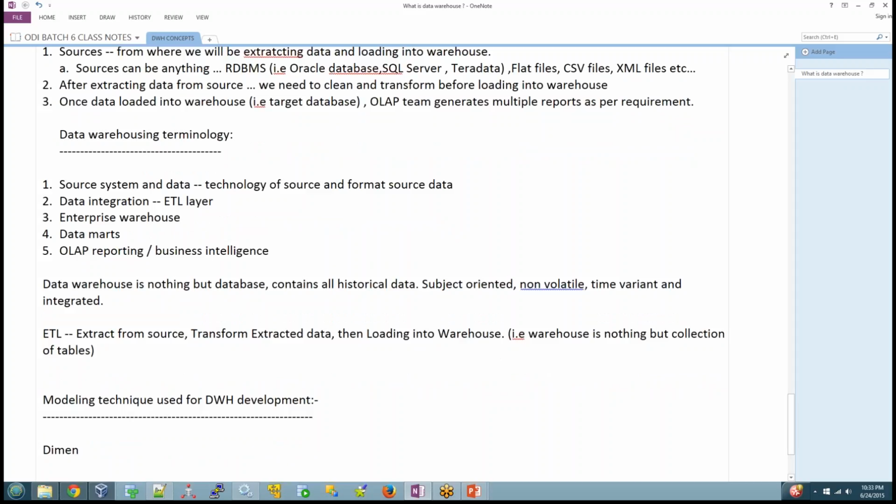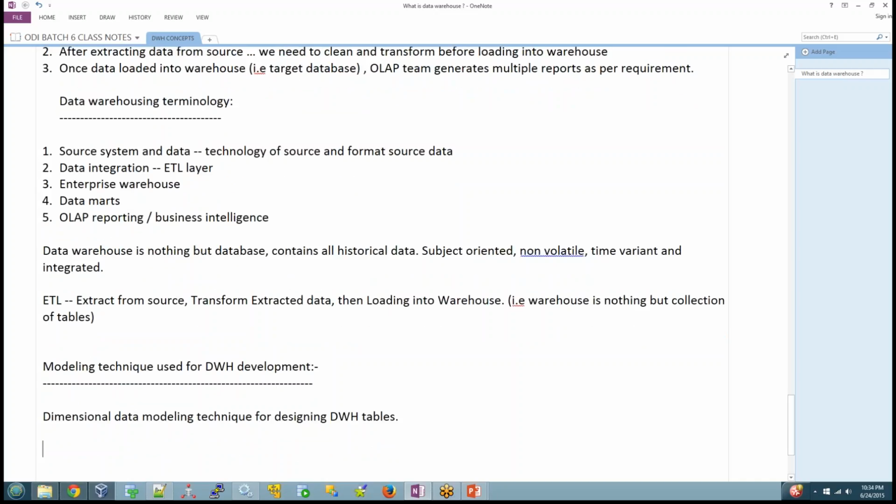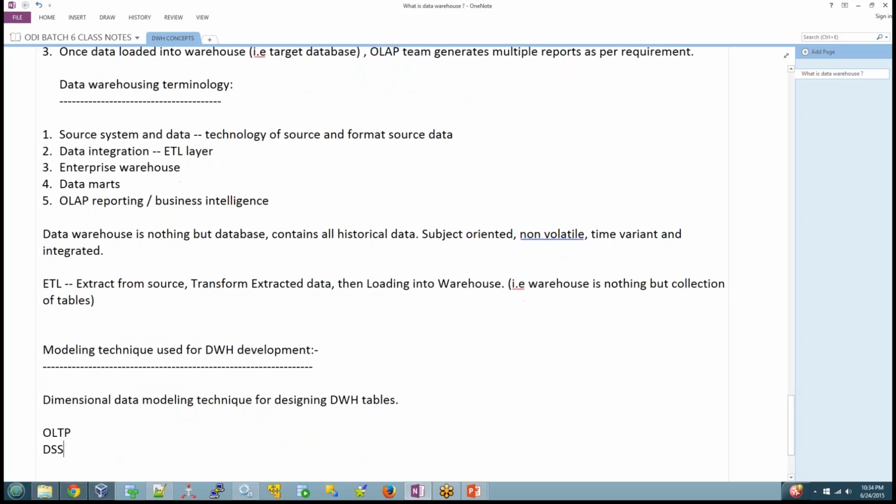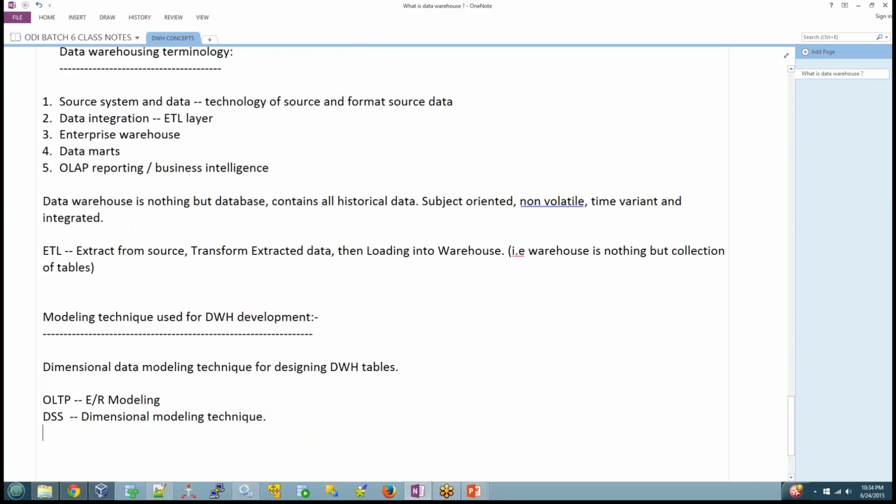Here we are going to use a model called the dimensional data modeling technique for designing DWH tables. We have two types of applications: OLTP applications and DSS applications. For OLTP, we use ER modeling, entity relationship modeling, and for DSS and DWH, we use the dimensional modeling technique.